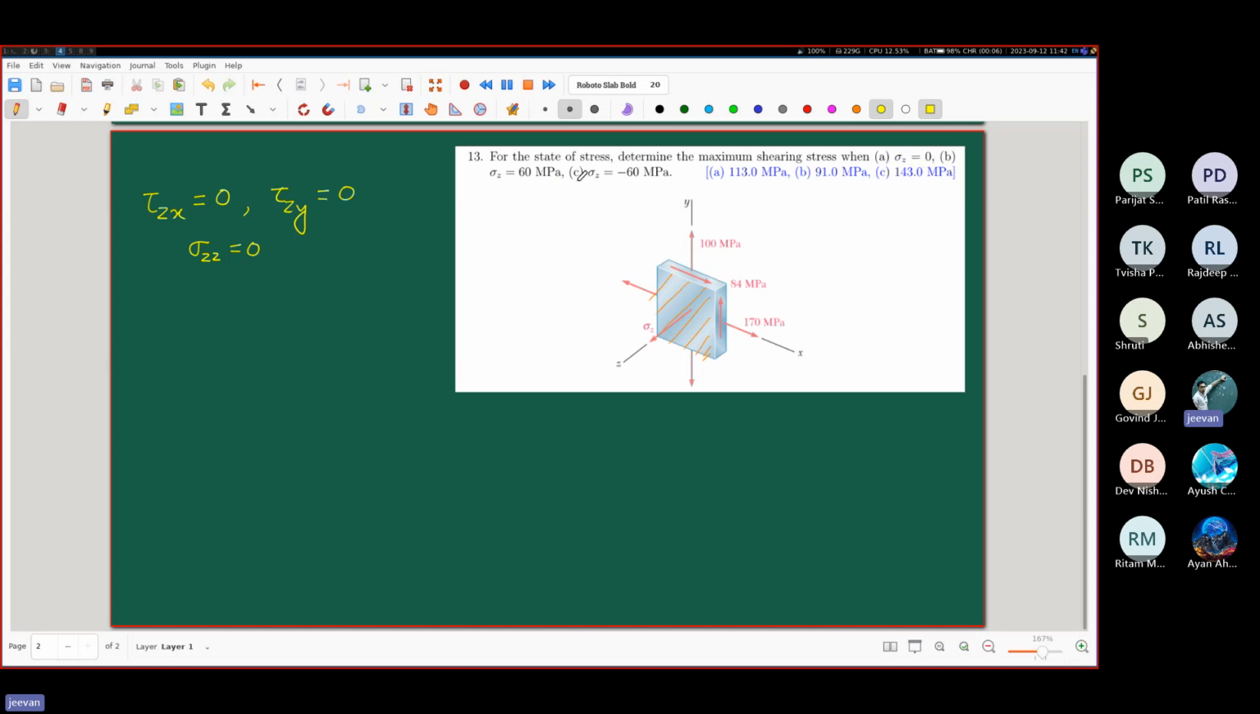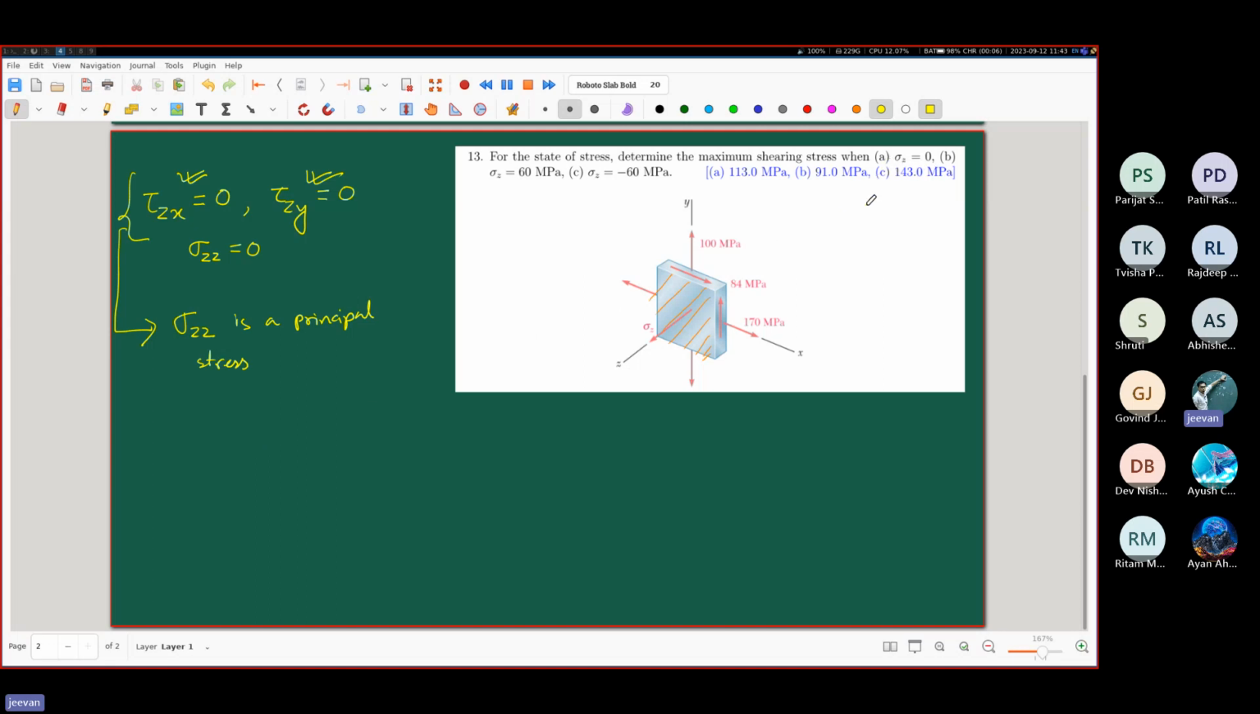For part B, it is not 0. For part C, it is not 0. But as long as tau zx is equal to 0 and tau zy is equal to 0, these two things being 0 indicate that sigma zz is a principal stress. Because we have already studied that on those planes where the shearing stresses are 0, the normal stress happens to be nothing but the principal stress. So sigma zz is a principal stress in all of these three cases.